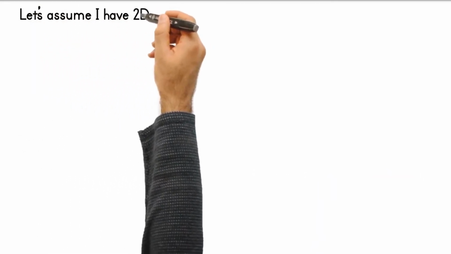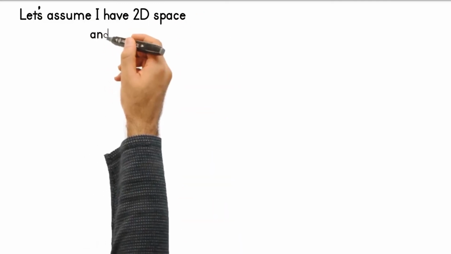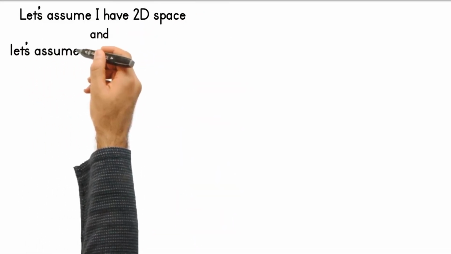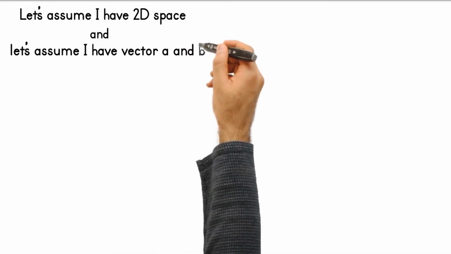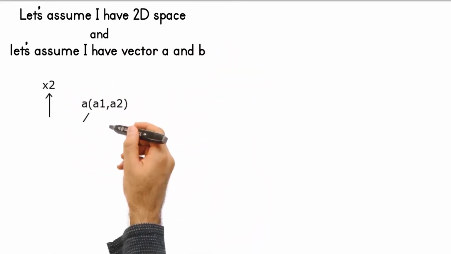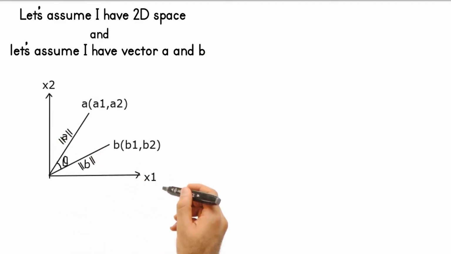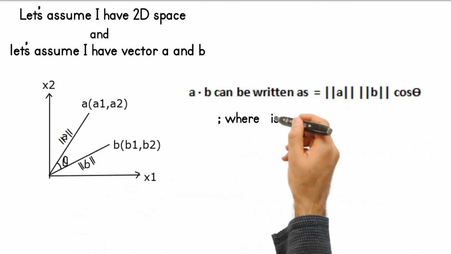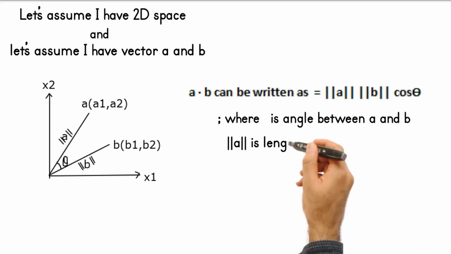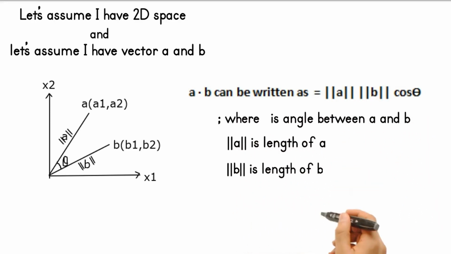Let's assume I have 2D space and let's assume I have vectors A and B. Of course, A has two components A1, A2 and B has two components B1, B2. A dot B can be written as norm A into norm B into cos theta. Let's assume the angle between A and B is theta. So norm A is nothing but the length of A, which is nothing but the distance of A from origin. Similarly norm B is the length of B. Now this is very useful.